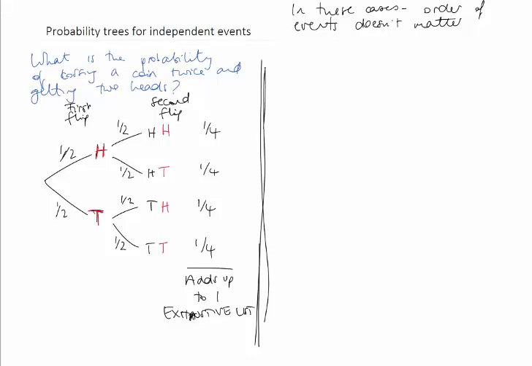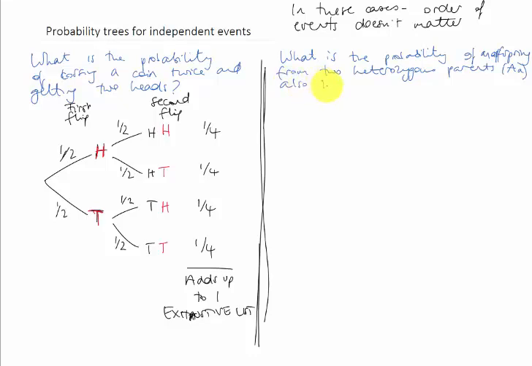Now how about a genetical example? So what's the probability of a single offspring from 2 heterozygous parents, so they're both big A, little a, is their genotype, also being heterozygous at that locus.